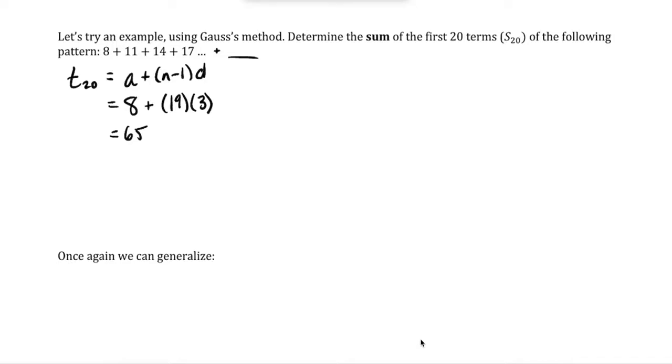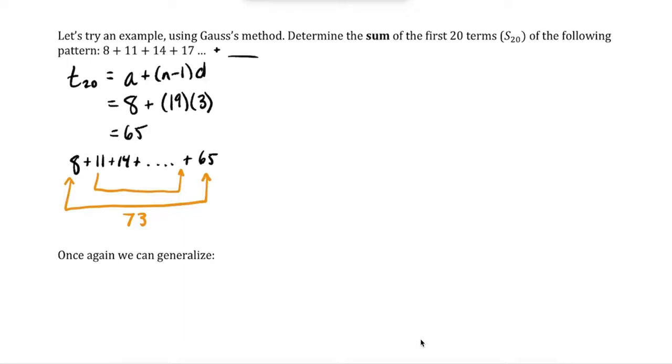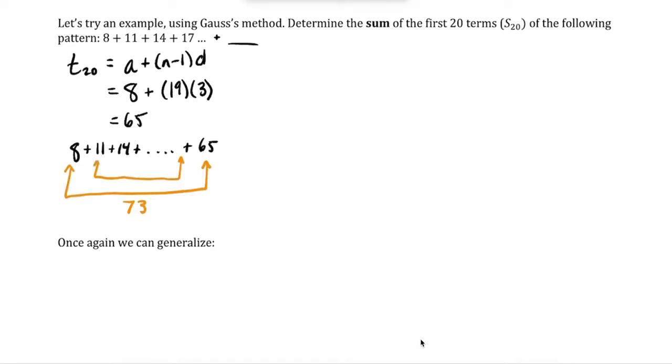So now let's use Gauss's method to add up those first 20 terms. So 8 plus 11 plus 14 plus blah, blah, blah, plus 65. So we are going to pair up the first number and the last number and add them together. So these add up to 73. 11 plus whatever's here is also going to add up to 73. And how many times am I going to have 73? I'm going to have 73 10 times because there's 20 terms in total and they're all being paired up. And so, therefore, S20 is equal to 730, or 73 10 times.